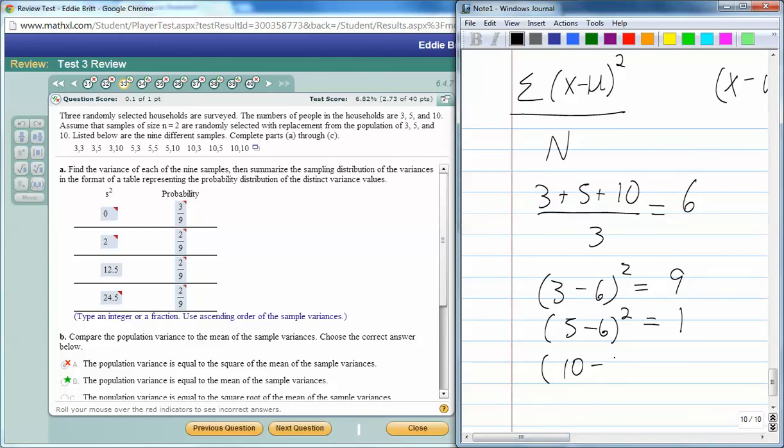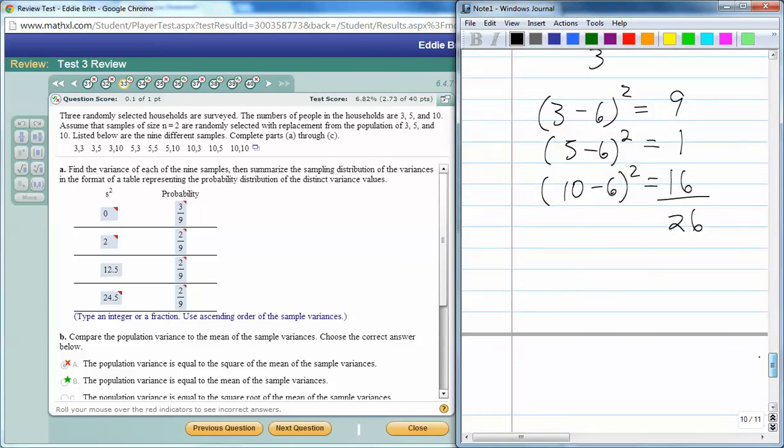And say 10 minus 6 squared. That's going to be 4 squared, which is 16. Now for our formula, this is for population variance. You want to add those together because we want the summation of that. So that's going to be 26. And then divide by n, the number in our whole population here.